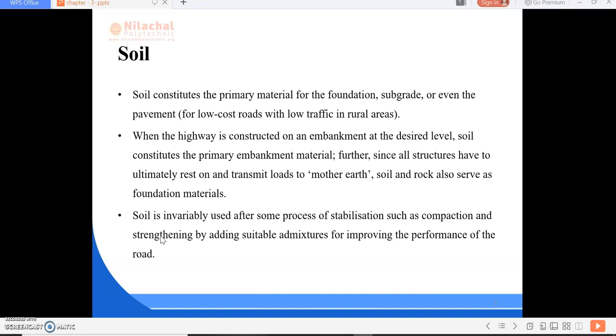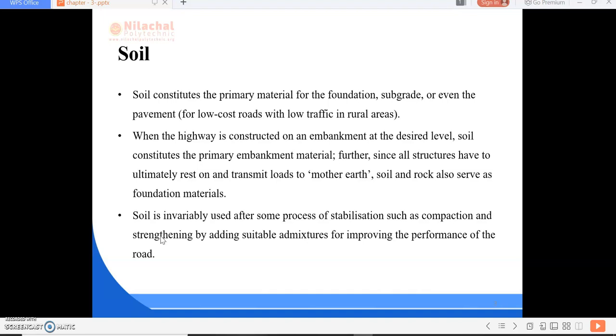We know that soil, what is soil? Soil is the uppermost layer of the earth surface. Soil constitutes the primary material for the foundation, subgrade, or even the pavement for low cost roads with low traffic in rural areas. When the highway is constructed on an embankment at the desired level, soil constitutes the primary embankment material.